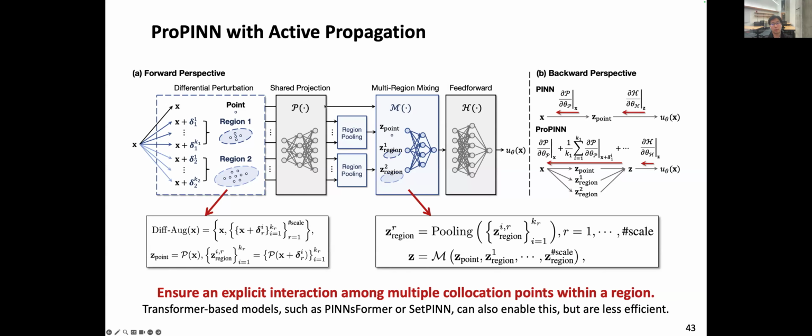So we got the representation for different points within a region, and then we do the average pooling to obtain this point and the region representation and the latter region representation. So we do MLP on these different multi-scale representations to generate the final result.